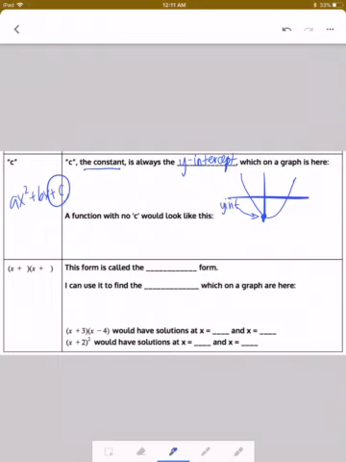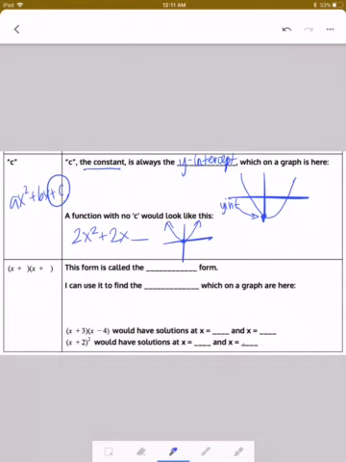So if a function has no c, like 2x squared plus 2x, and there's no c, then it's going to go right through the origin, just like that. So its y-intercept will be there at the origin.